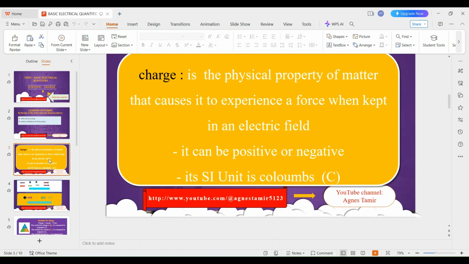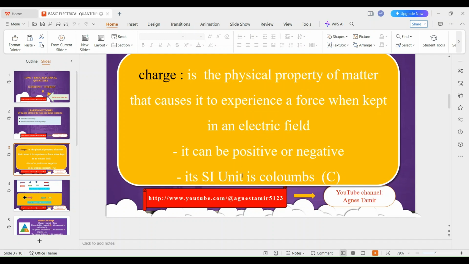Charge can be positive or negative. We can have a positive charge or a negative charge. The SI unit for charge is coulombs, and it's abbreviated as capital C.